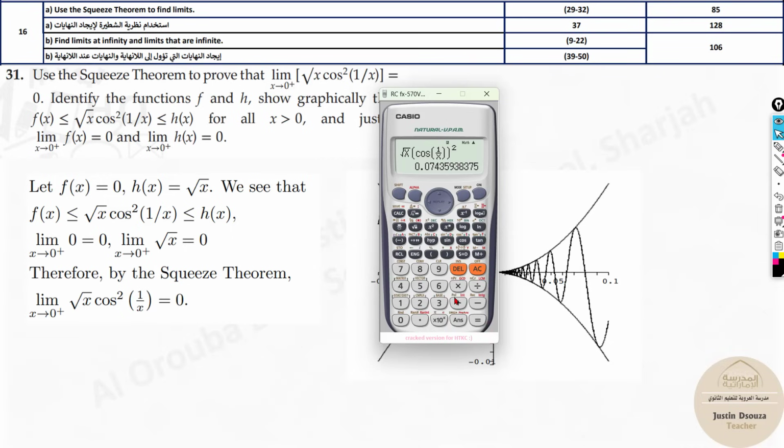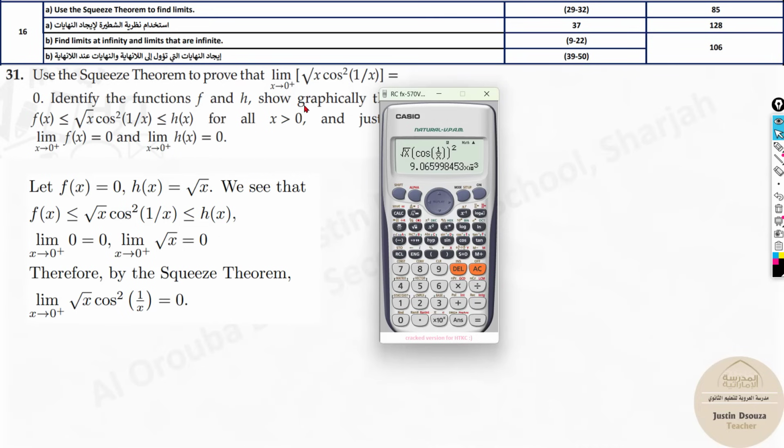Calc 0.01. Let me just take small values. Yes, you're getting 0.07. Let me take a bit more value, 0.001. Yeah, you're getting now. If you just keep on increasing it, as you increase, you can see it is becoming more and more zero. It's 0.0009. That means it's corresponding to 0. That's why we can take the answer as 0. But this is just to check.